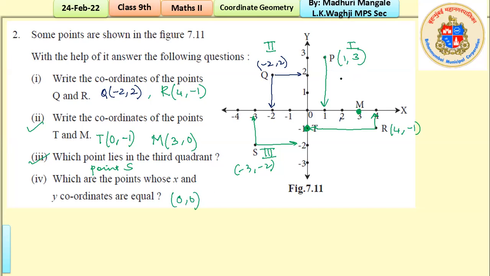It could have been another point as well. Let's say there was one point over here like this, 2, 2, in case. This is just an example. If there was a point like this, the x and y coordinates both are equal. If there is no such point, then by default it's always the origin. So you can just mention it's O, or you can write that it's the origin.